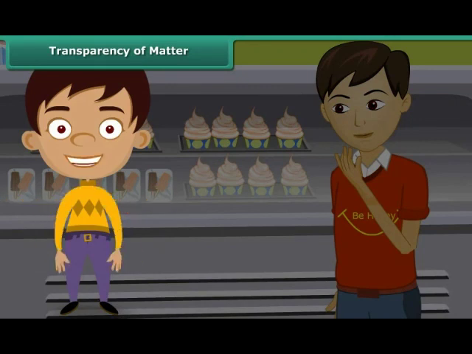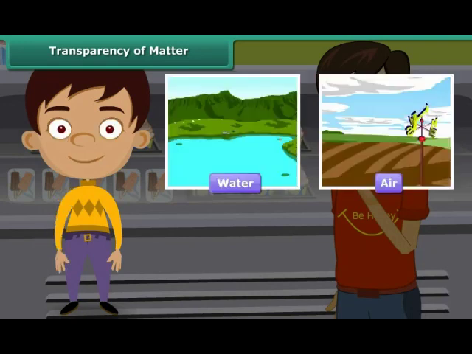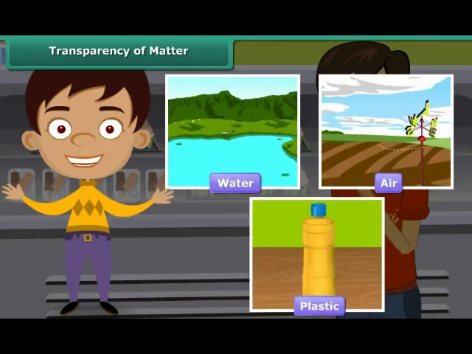A transparent substance is a substance that allows all light to pass through it. In other words, it absorbs light, reflecting back very little. As a result, it appears clear and things can be seen through it. Other examples of transparent substances are water, air, plastic, etc.